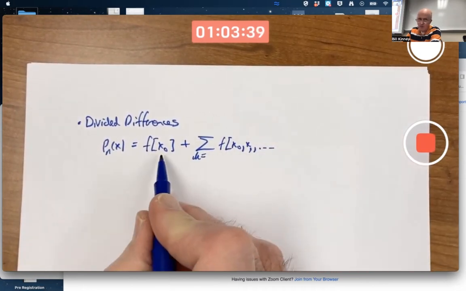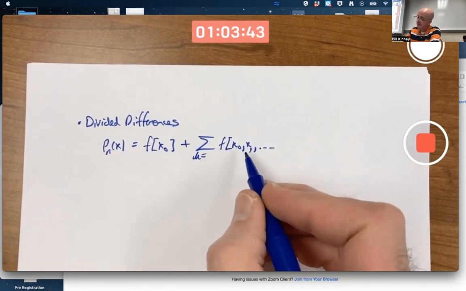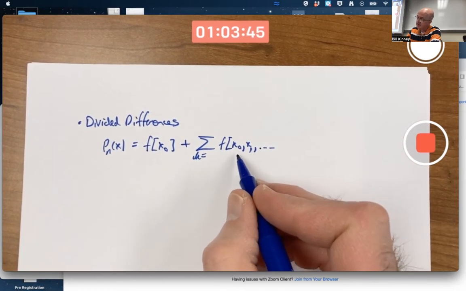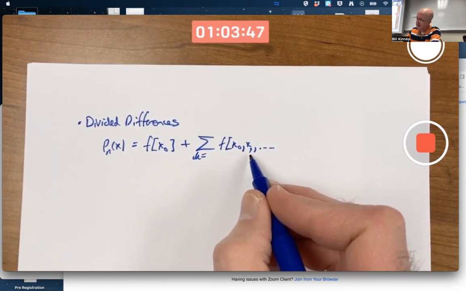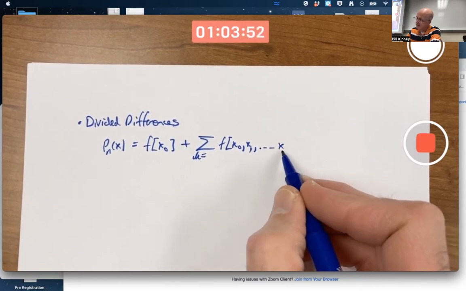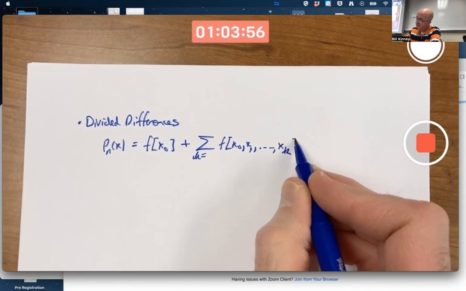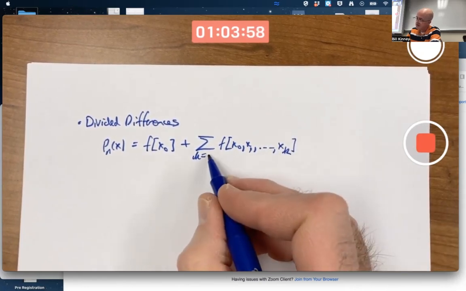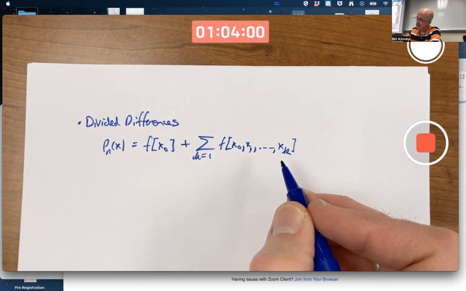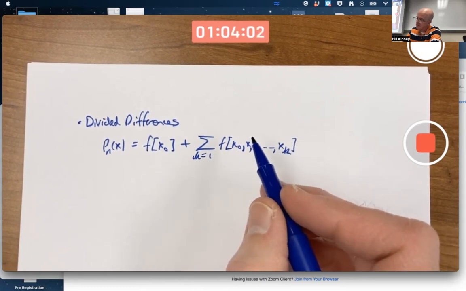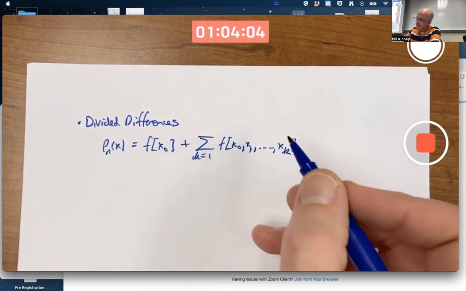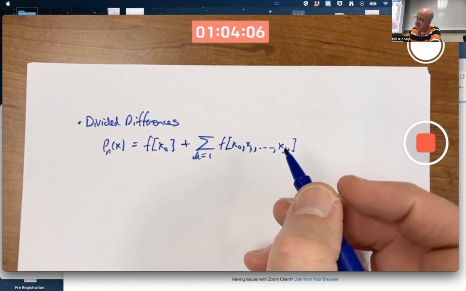If you just have one number in there, it's called a 0th divided difference. The next term you'd want to call a first divided difference, where you'd have an x0 and an x1 in there. You could say, if we go through xk, that k should start at 1 here and go up to n minus 1 or n.